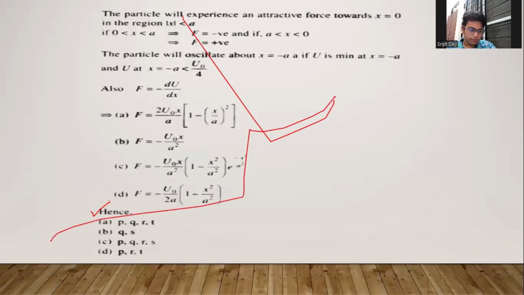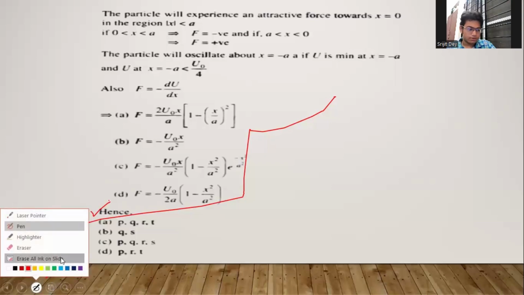I think it's getting auto selected. Oh, okay. By chance, just remove this again.